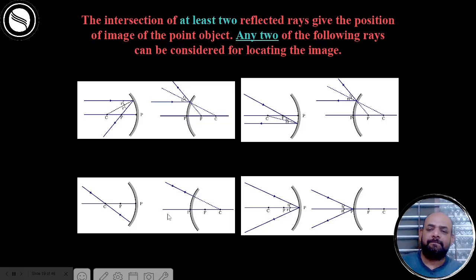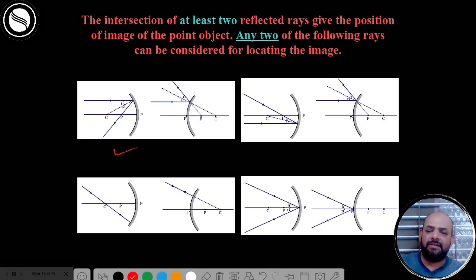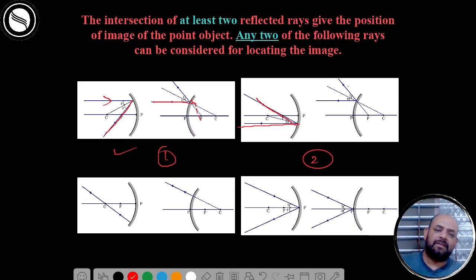Out of these three, in the figure you can see the first ray, parallel to the principal axis, will pass through the focus. In case of convex, the same thing: parallel to the principal axis, it will appear to pass through the focus. This is your first option. Second option, if a ray is passing through the focus, it will become parallel after reflection. Same thing for the convex mirror. Third option, the ray which is passing through the center will reflect back along the same path. Same with the convex: it will retrace the same path, but it will appear to pass through the center.